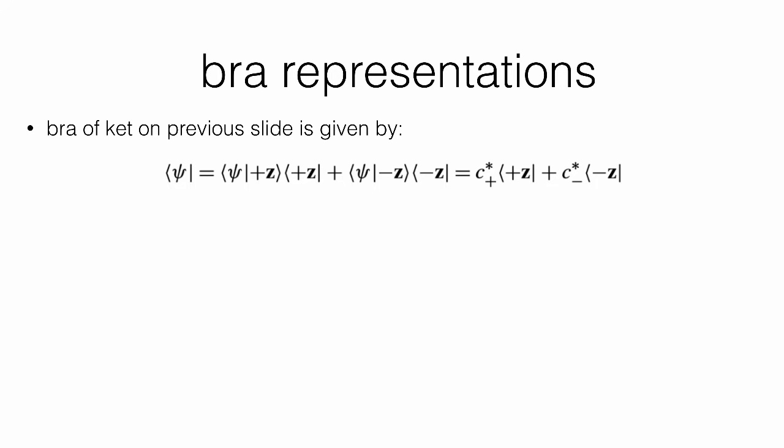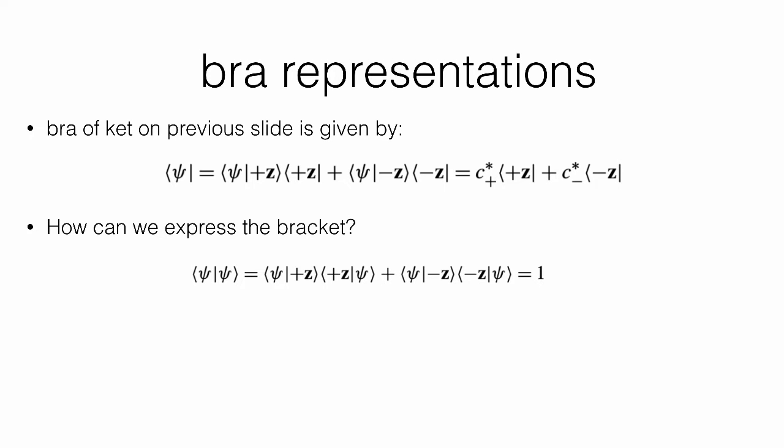And we know that we can write a bra in the following way. Just now the C plus star and C minus star are the complex conjugates of the C plus and C minus from the ket representation. And this comes from the fact that we are trying to write the bra state vector on a basis of the plus z and minus z bra basis vectors.